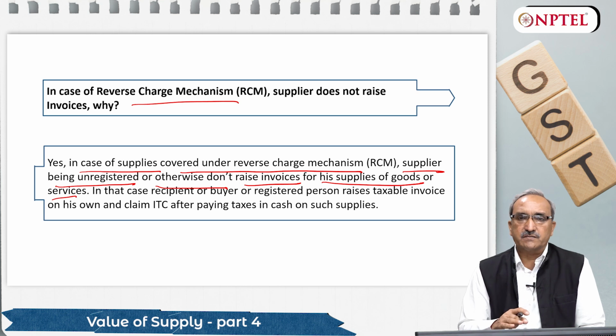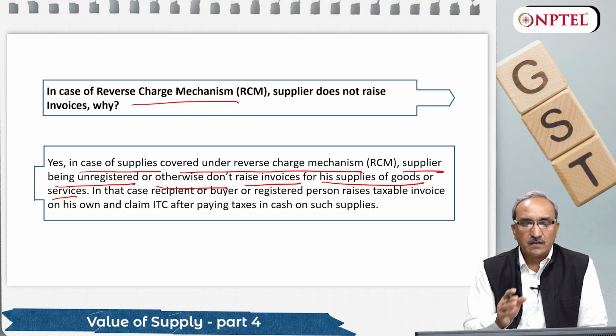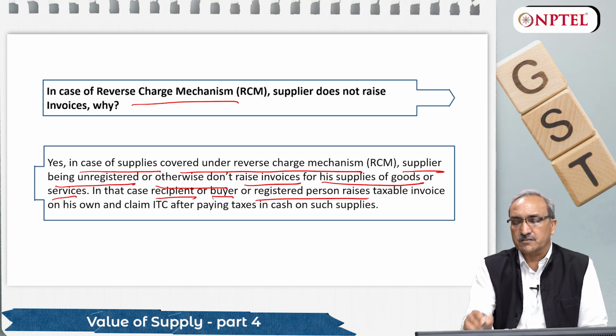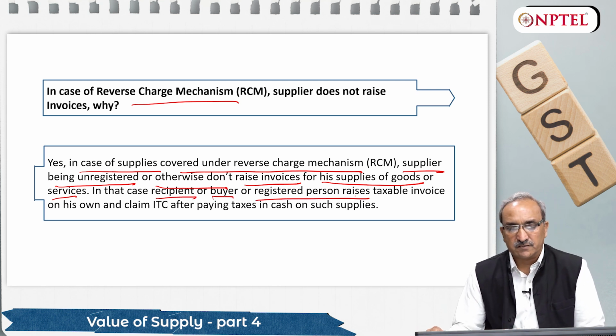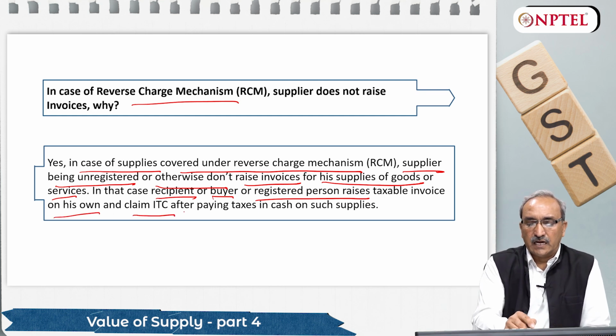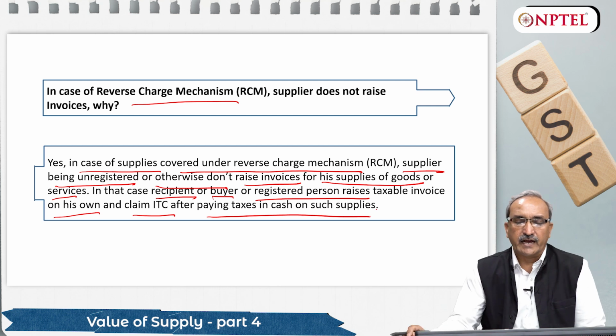In case of reverse charge mechanism, supplier will not raise invoice, or if he raises an invoice, it will not be a taxable invoice. In that case, the recipient or the buyer, a registered person, raises a taxable invoice on his own and claims ITC after paying taxes in cash.